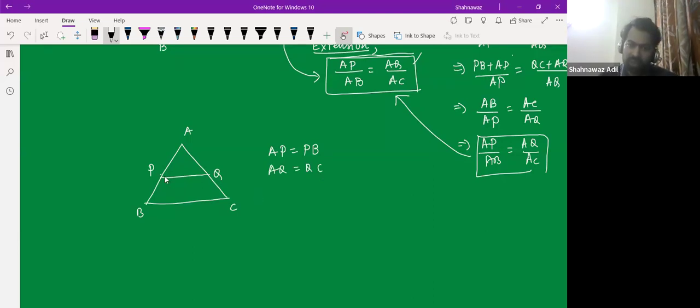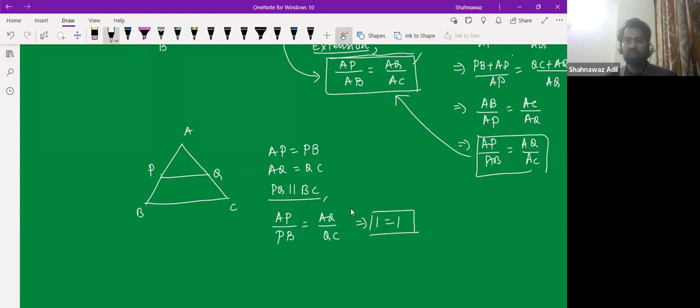Now, because PQ is parallel to BC, we can write AP by PB equal to AQ by QC. That thing we already know. So this would be 1 equal to 1, because AP equal to PB, PB and PB cancel, AQ and AQ cancel. So yeah, this would be the midpoint relation, right?